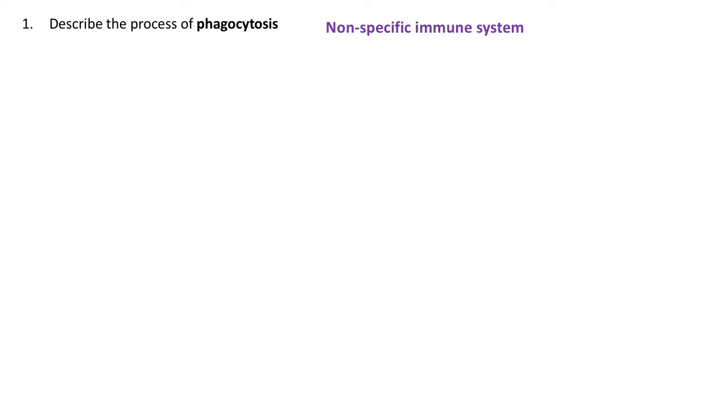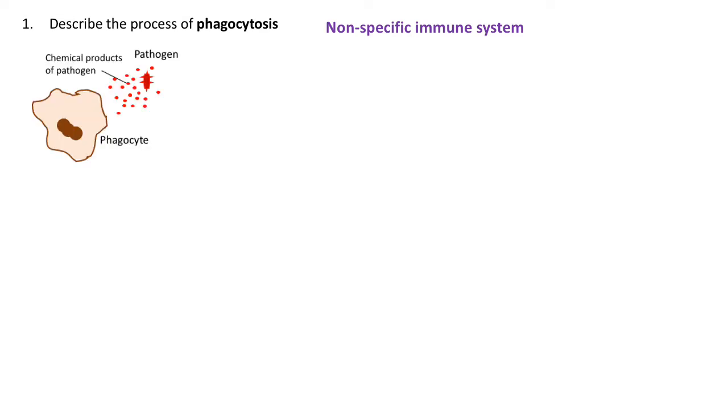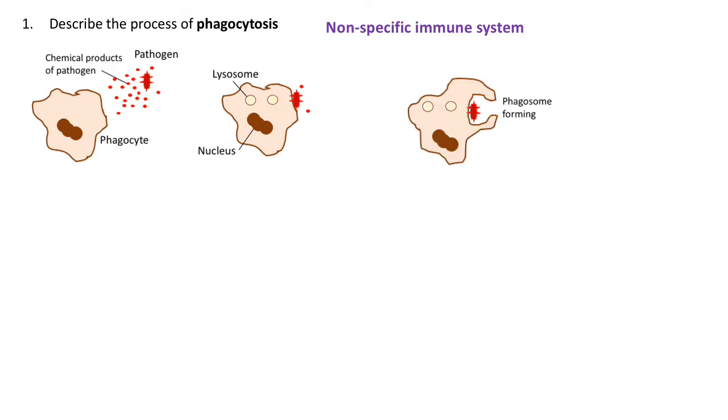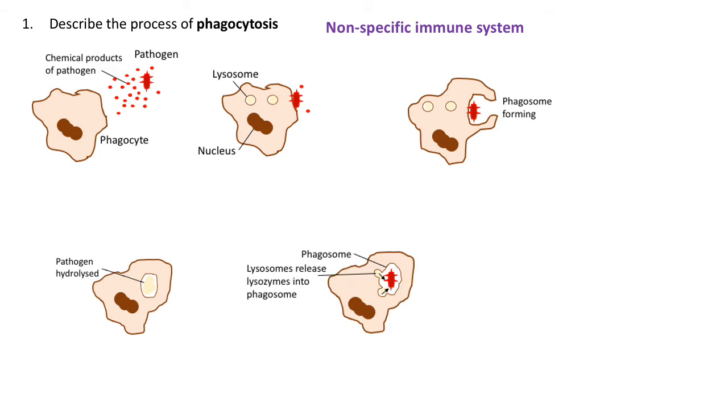So you should recognize or know that phagocytosis is a part of the non-specific immune system. And so what I'll do is I'll start with the diagrams of the processes you should be aware of, and then I'll give you the text answers for what you should be able to write down for each of those stages. Okay, so now I'll give you how you should describe those in writing.